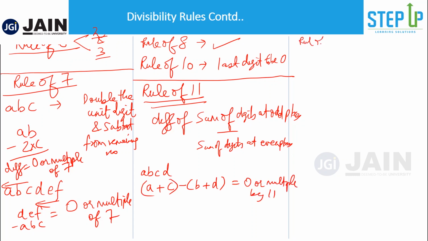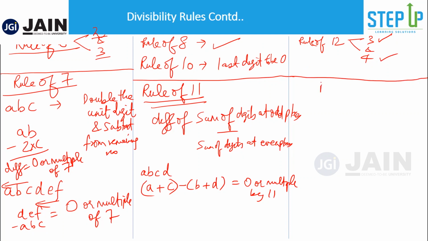Now rule of 12 works the same way like rule of 6. Rule of 12 meaning 12 is made up of 3 and 4. That means you have to check for divisibility of 3, that means sum of digits to be divisible by 3, and then you check the last 2 digits divisible by 4. That means the number would be divisible by 12.